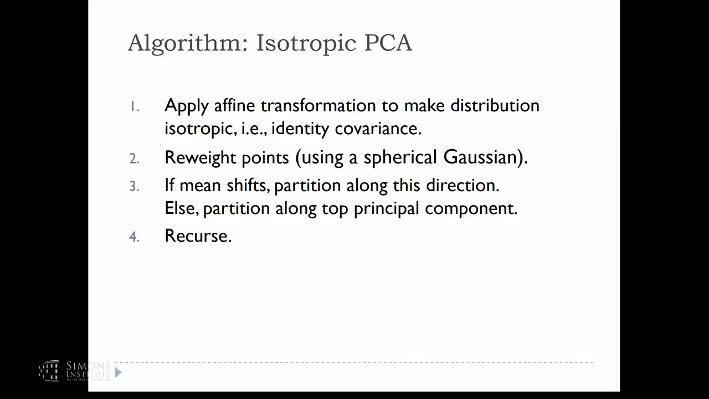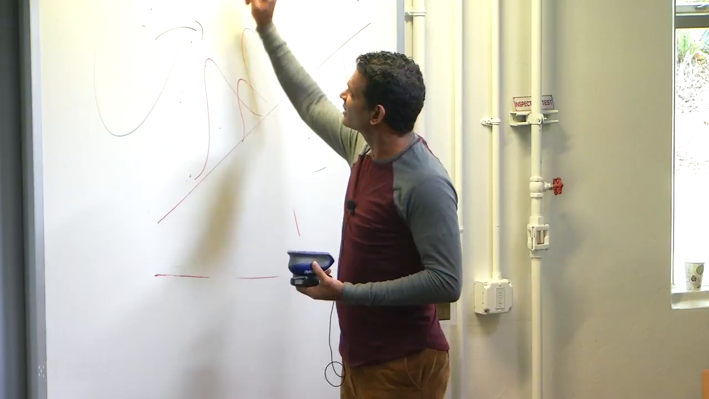The first step is to make the distribution affine invariant. By that I mean make it isotropic. So take your distribution, the data, whatever it is, and compute its covariance matrix. Maybe the covariance matrix is not spherical. Convert it to a spherical covariance matrix, so your data gets transformed. So now your covariance is the identity.